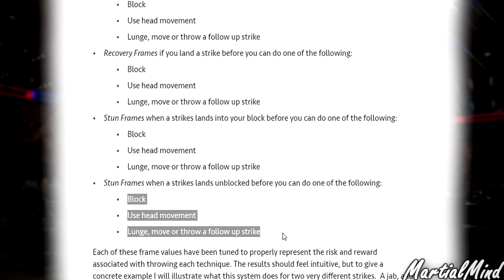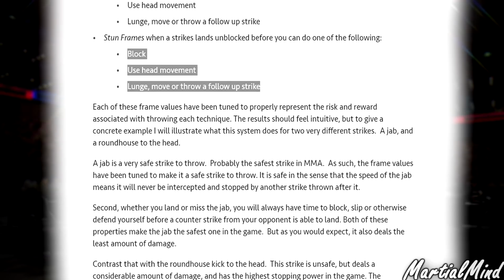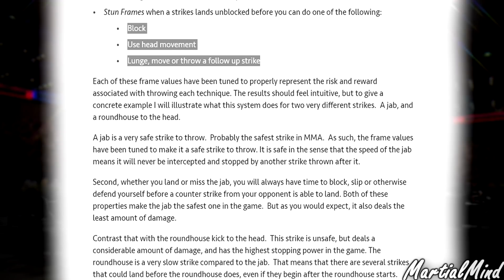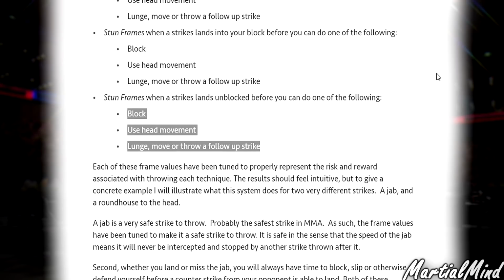So basically, if I throw a strike and miss, how long will it take for me to return to my block after I miss the strike? If I throw a strike and miss, how long will it take for me to be able to move my head? If I throw a strike and miss, how long will it take before I can lunge again? Same goes for when I land a strike. How long will it take before I can block after I land? How long will it take before I can move my head or lunge?